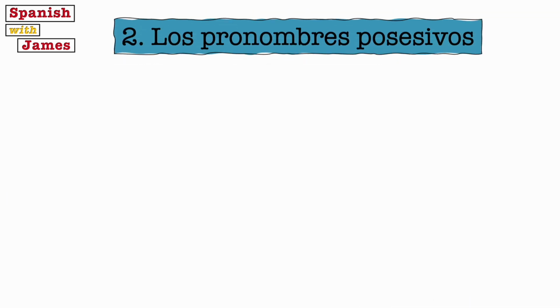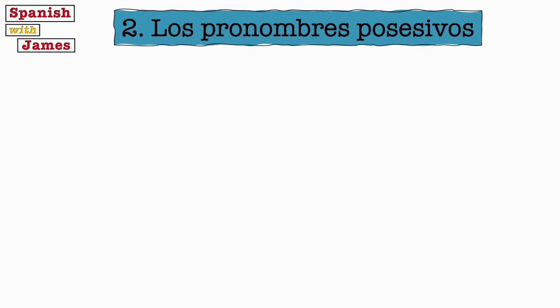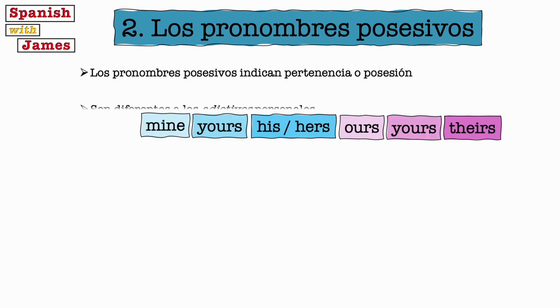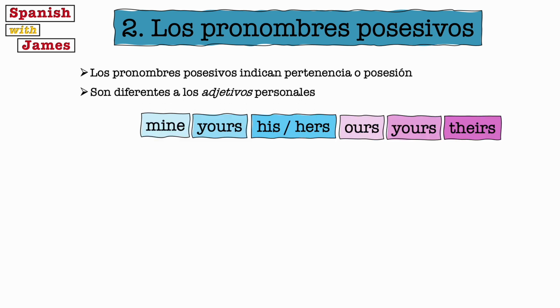Ahora la segunda categoría, los pronombres posesivos. Now for the second category, possessive pronouns. Los pronombres posesivos indican pertenencia o posesión. These pronouns show belonging or possession. Son diferentes a los adjetivos personales. They're different to possessive adjectives.